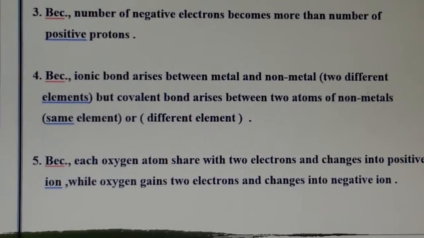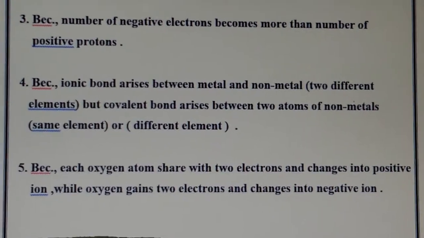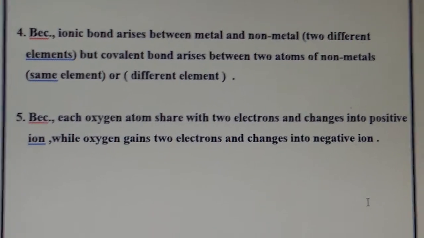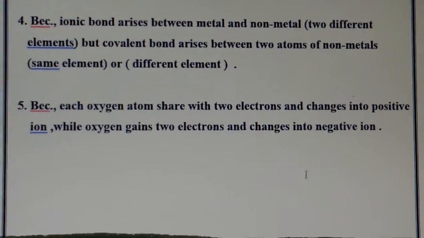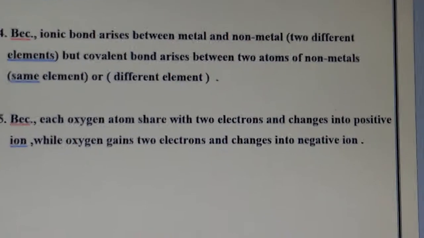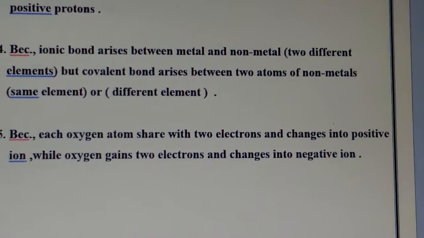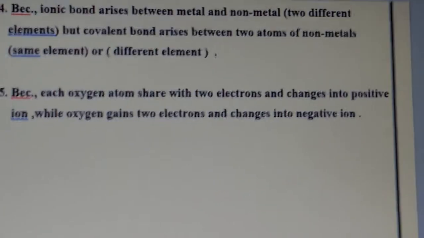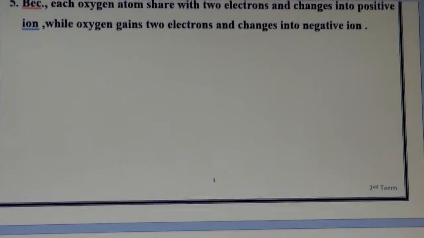Number 5, the bond in an oxygen molecule is a double covalent bond because each of the oxygen atoms shares 2 electrons and changes into positive ion, while oxygen gains 2 electrons and it changes into negative ion.